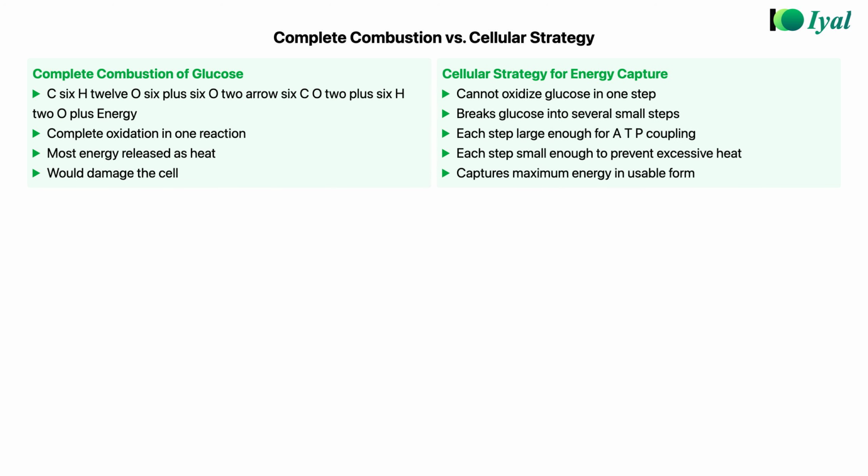So what cells do is completely different. Cells follow a strategy. They don't burn glucose in one big step. Instead, they break it down in many small steps. Each step, a little energy released. Each step, an enzyme controlling it. Each step, just the right amount of energy to make ATP. Not too much, not too little. This way, maximum energy is captured in ATP bonds and minimum is wasted as heat. This is the cellular strategy for respiration. This is why respiration is step by step.